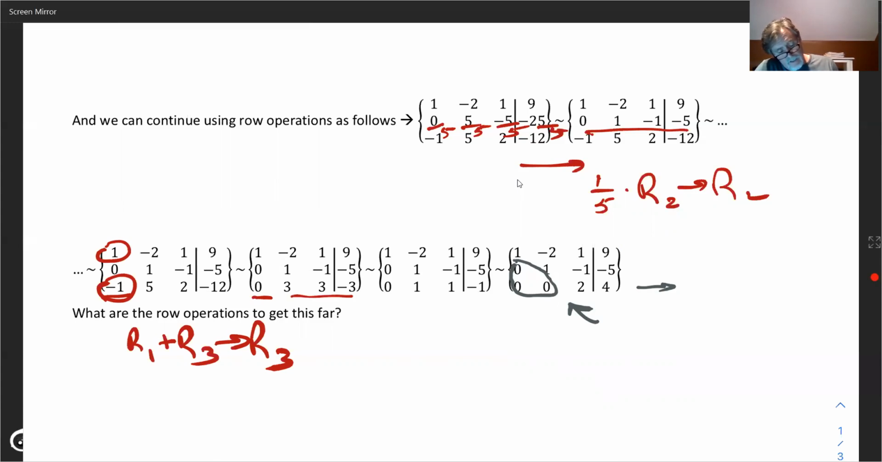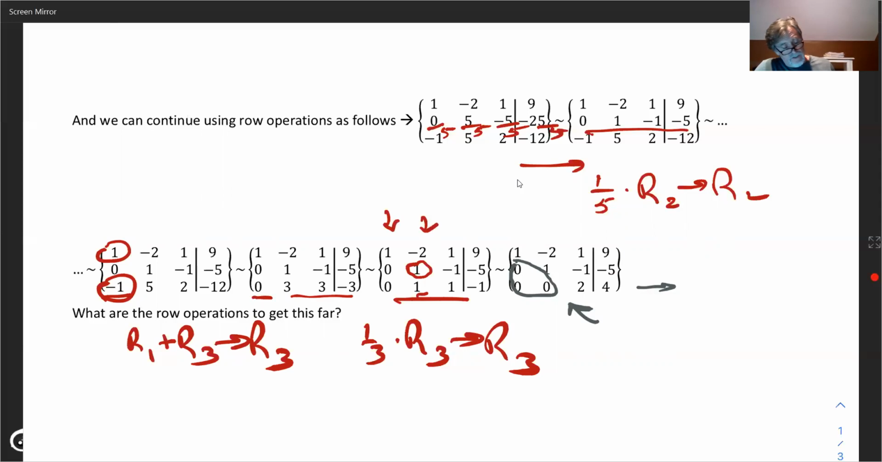So it must have been take 1/3 and multiply row 3 with it, new row 3. And now we are here. Lastly, we're going to use this one here to get rid of the 1 below it. Notice how the strategy is I worked on the first column and now I'm working on the second column.